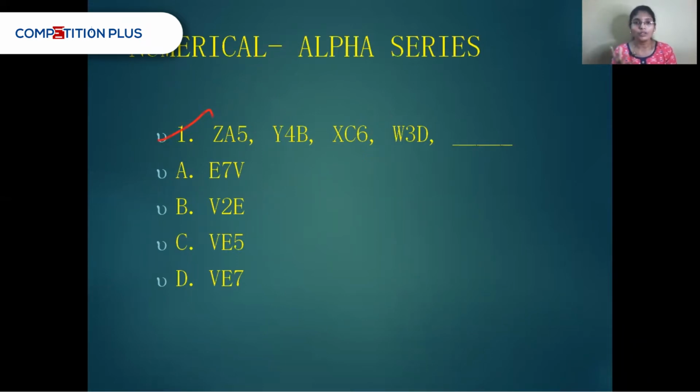So this is a combo series involving the alphabets and your numericals. First, you have to check each term. This term has three components: two letters and one number. This term also has two letters and one number. This also has two letters, one number, and the last term also has two letters, one number. So the missing term, the next term which we are going to find, should also have two letters and one number.